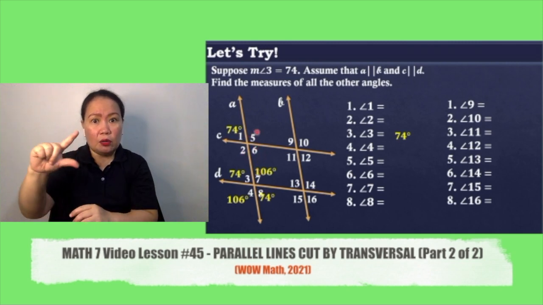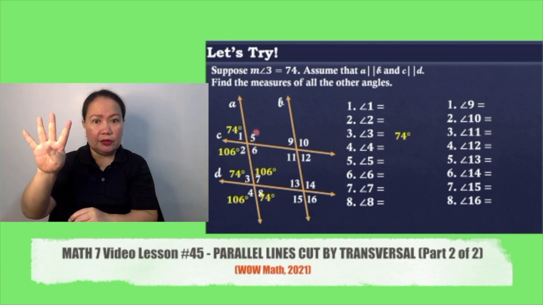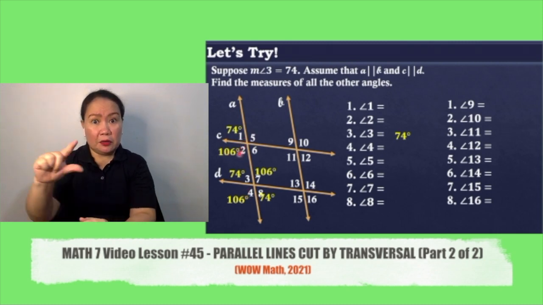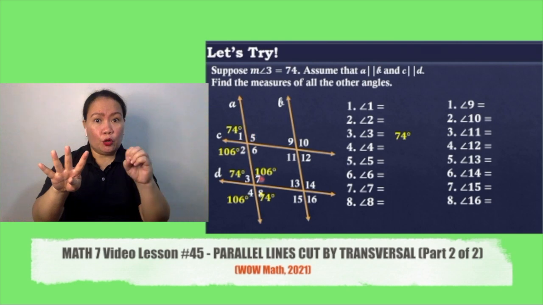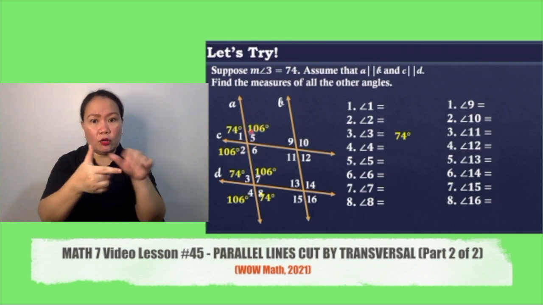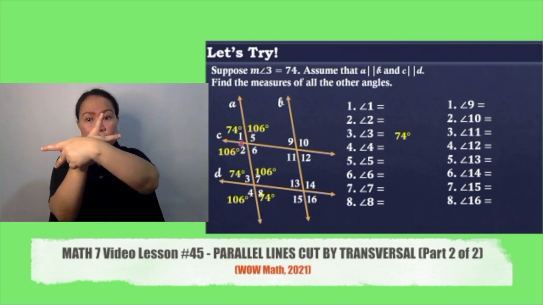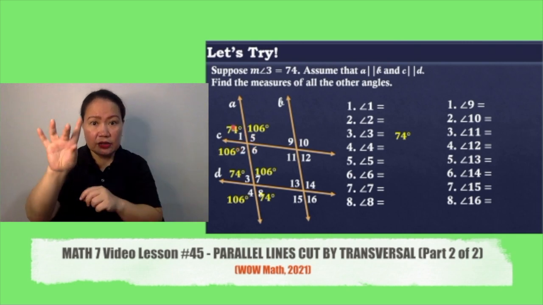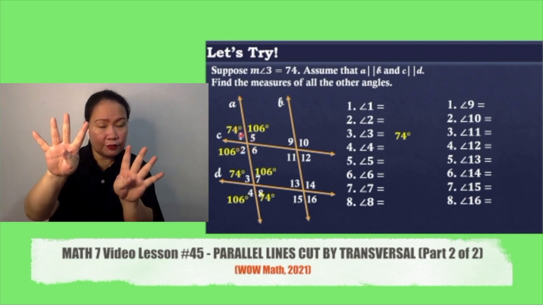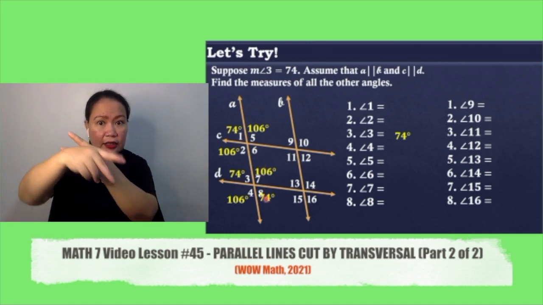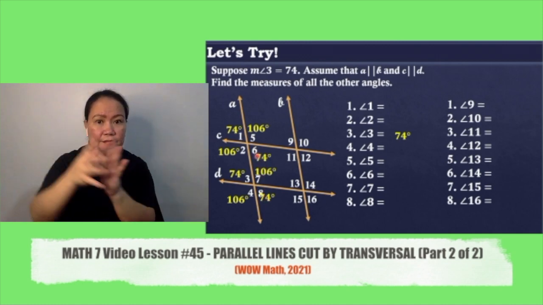Ito, correspond siya dun sa angle 5, so 106 rin po ito. Ay, angle 4, correspond siya sa angle 2, 106 rin to. Ito, correspond siya dito, so this is also 106 degrees. Or, pwede rin namang ito, vertical sila. Actually, ang dami mong pwedeng gamitin. Okay? And then this one, vertical sila, so ibig sabihin 74 din to. Or pwede mo ring tumingin dito. Since correspond siya doon, 74 yan.